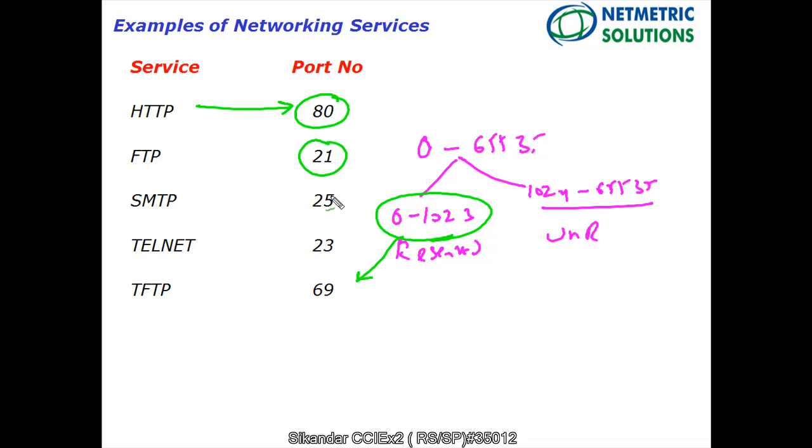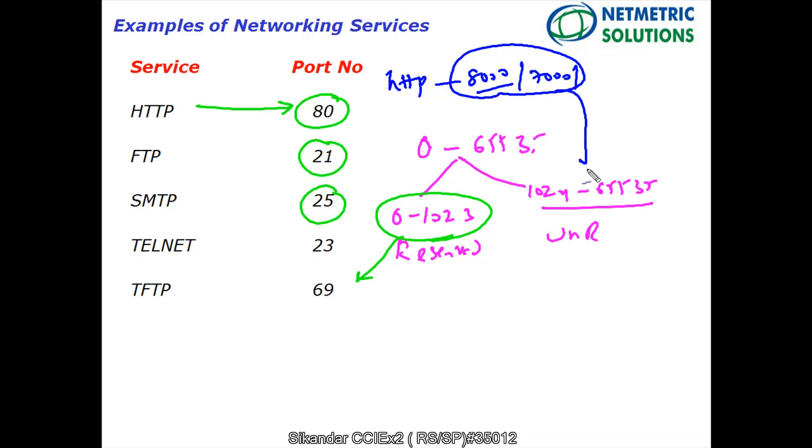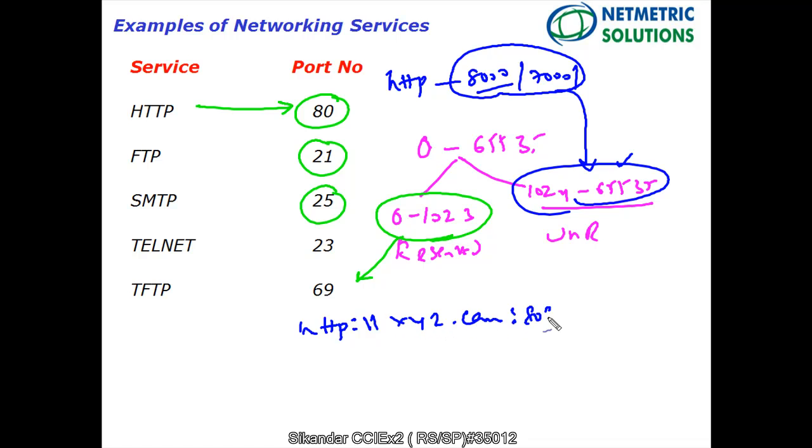FTP works on port number 21. Each and every service is identified on a different port number. But if you want, I can even host my HTTP service on another port number like 8000 or 7000, any other number. To host your services on other port numbers, we use this range of unreserved port numbers. If you want to access a website, you can even specify the port number at the end. So 8080 means I'm going to access this web page not on port number 80, but on port number 8080.